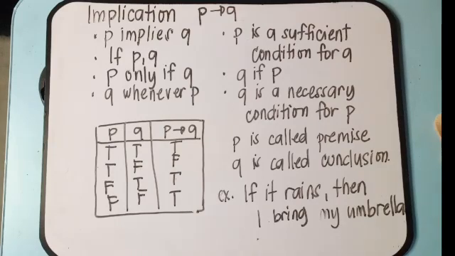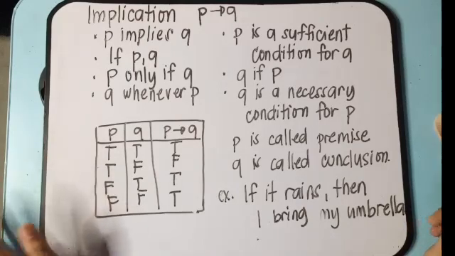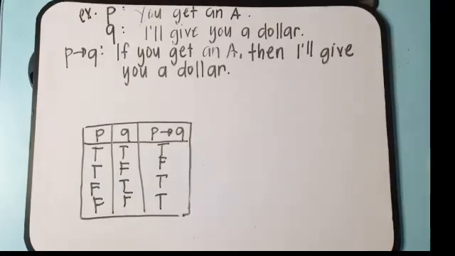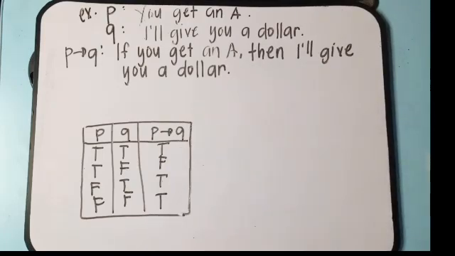Okay? So, now let's apply the truth table of the implication for an example. Okay, so let's have an example of the implication. So we have two propositions. Proposition P, you get an A. Proposition Q, I'll give you $1. So P implies Q. So if P then Q, that would become, if you get an A, then I'll give you $1. So this is a conditional statement. So I will explain each condition in here that connects to this compound statement.